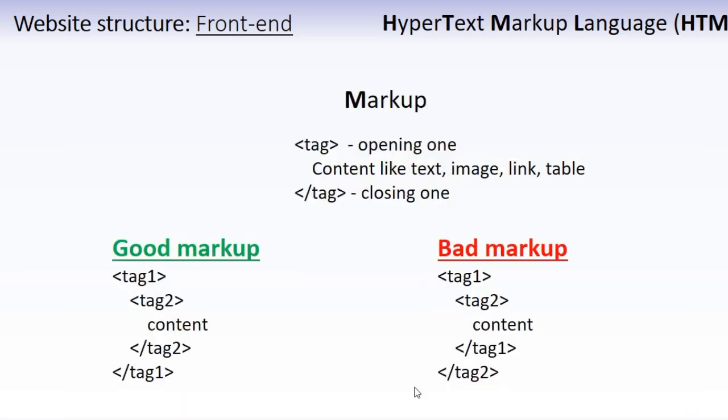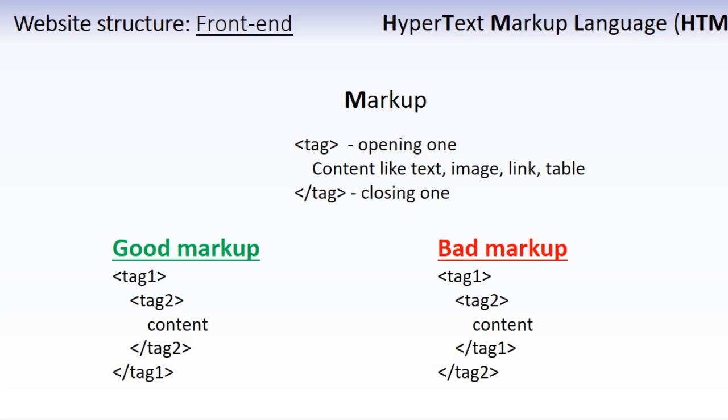To know where to start, we use an opening tag, which looks like less than, tag name, then more than. This is the opening one. Then we have content like text, image, link, table. And then we have a closing tag. You see that the second symbol of the closing tag, which is a slash, tells the browser that the rule for this particular element is over. It means the paragraph is finished, or the heading is finished.